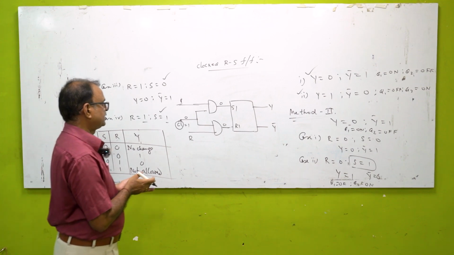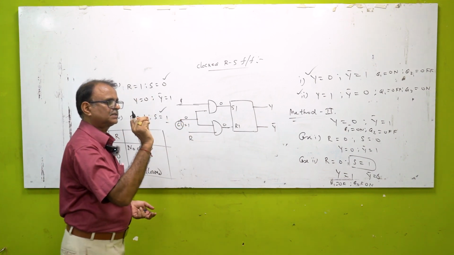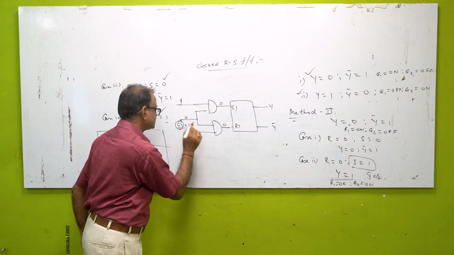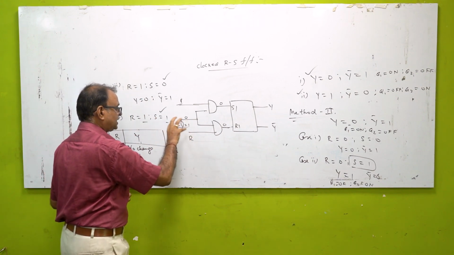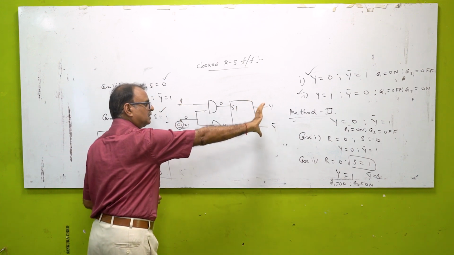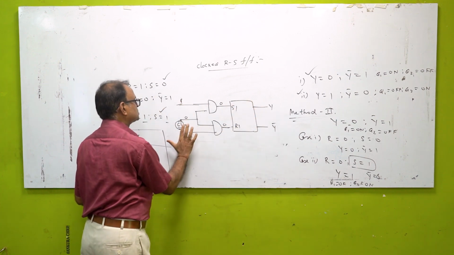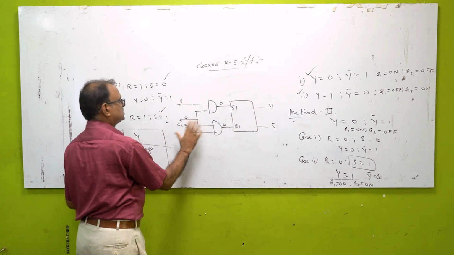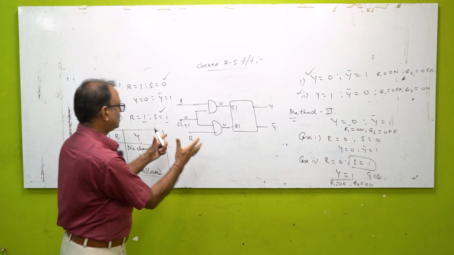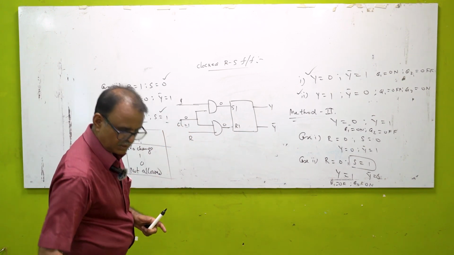So naturally, this clock has got something to do with the delay. What does this clock indicate? Clock indicates that unless and until the clock is 1, these inputs will not come to the output. So it is the clock which is actually determining the status of the output. So it is called a clocked RS flip-flop.